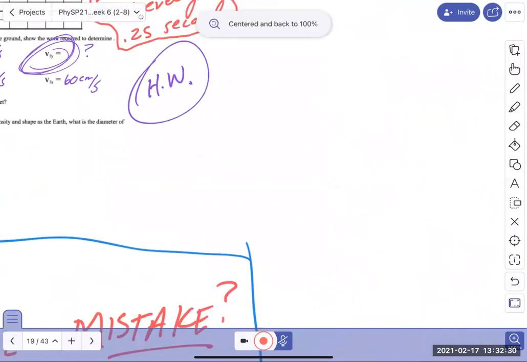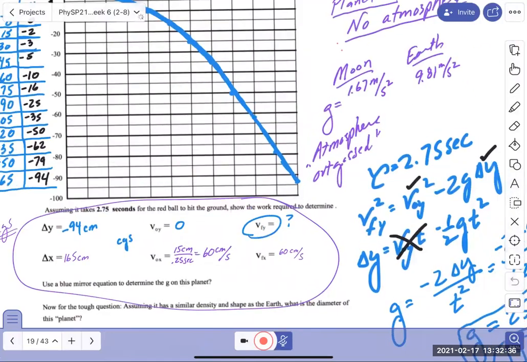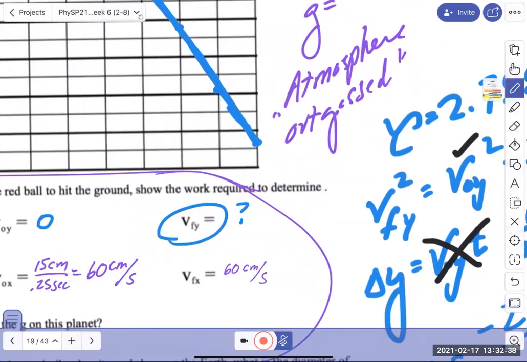Let's knock this out. Okay, we're supposed to find V final, and the V final is really easy. We just use the first blue equation. So V final, V not being 0, is just minus G tau. So whatever that is, you can plug that in for the planet.